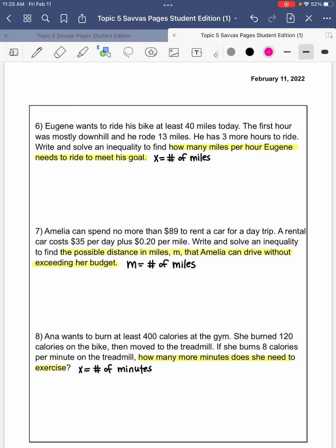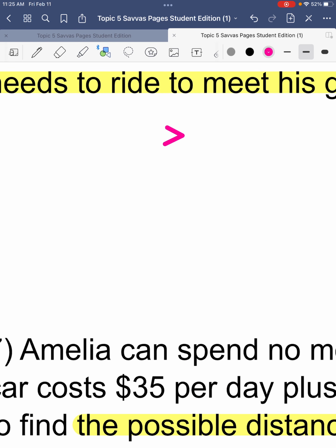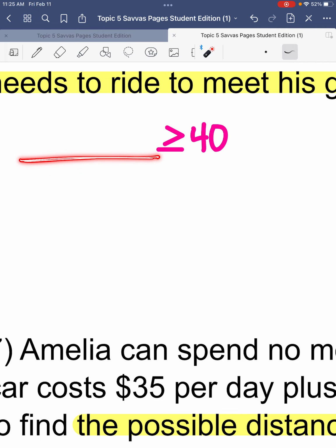So what is some important information in our word problem? Well, he wants to bike at least 40 miles. At least is a key phrase, right? So I know 40 is going to come after my inequality symbol. And when I see at least, I need to think greater than or equal to. So I know I'm going to have greater than or equal to 40. Okay? So now I just got to figure out what's going to go over here.